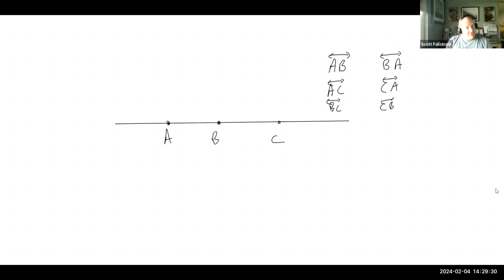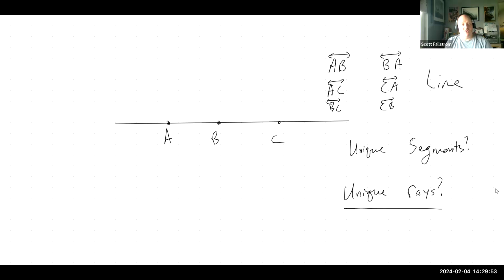But I might ask a different question. That is for line. How many different segments could I write? So my question might be something about how many unique segments could I name? How many unique rays? What a great question there.